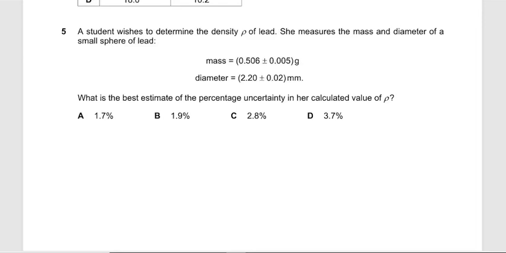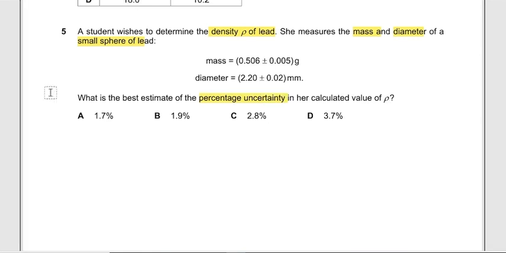Hello everyone, we're looking at question 5 of summer 2019, paper 1 to 9702. The question reads, a student wishes to determine the density of lead. She measures the mass and diameter of a small sphere of lead. We have the mass, we have the diameter with their uncertainties given. What is the best estimate of the percentage uncertainty in her calculated value of rho?